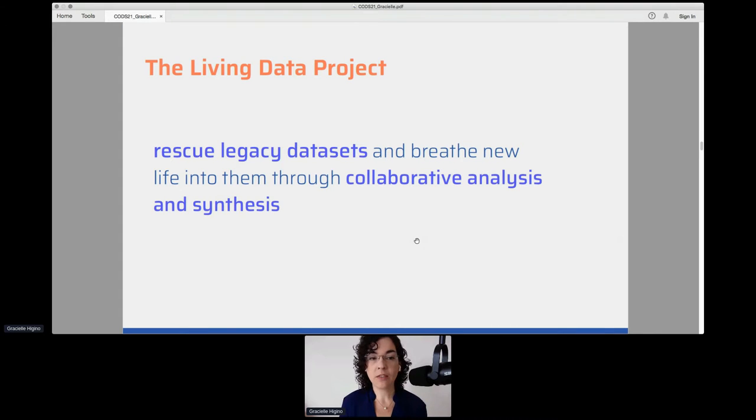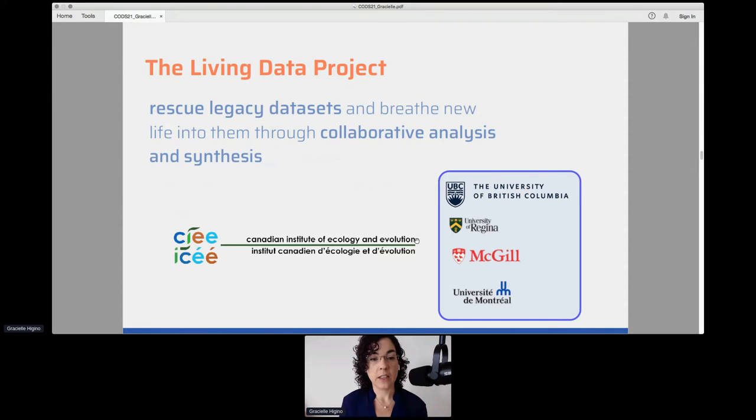The mission of the Living Data Project is to rescue legacy data sets and breathe new life into them through collaborative analysis and synthesis. The project is inside the Canadian Institute of Ecology and Evolution and is hosted by four main universities in Canada: the University of British Columbia, University of Regina, McGill, and Université de Montréal. We are across the country and we focus on rescuing Canadian data sets, training students from Canadian universities.